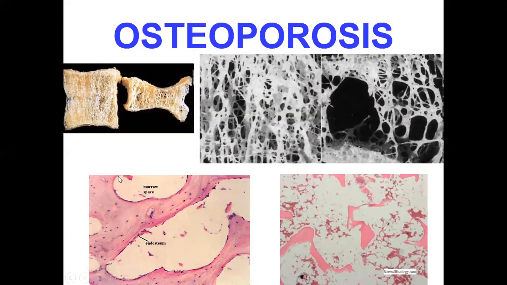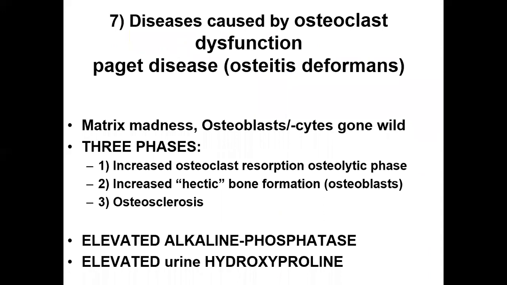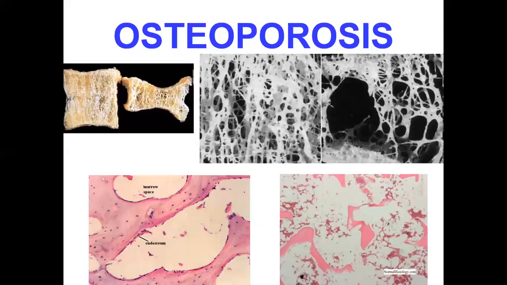So here you can see the normal vertebra, and this is the compressed vertebra affected by osteoporosis. So they are porous, with reduced bone mass. So that is about osteoporosis.